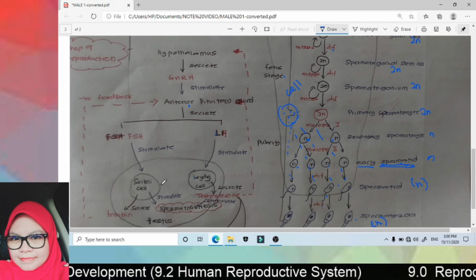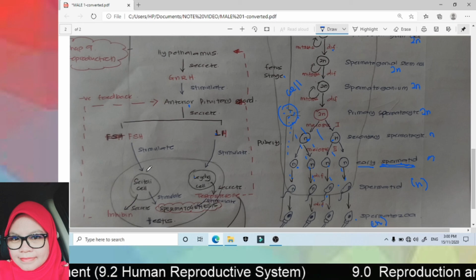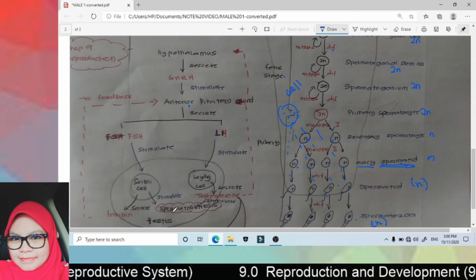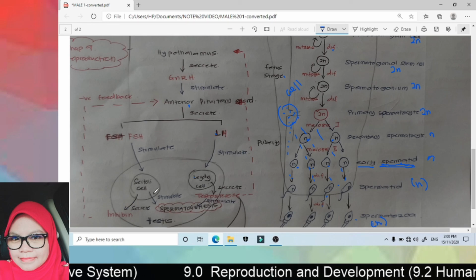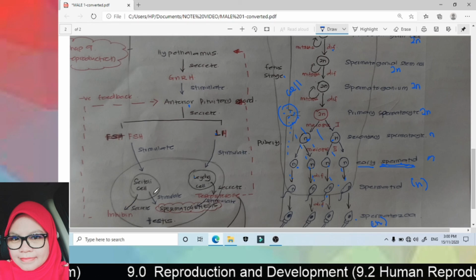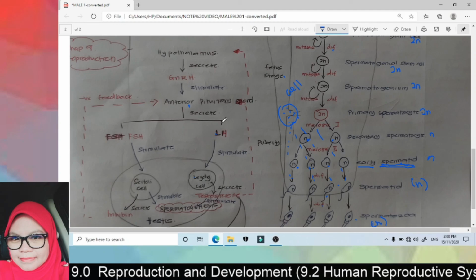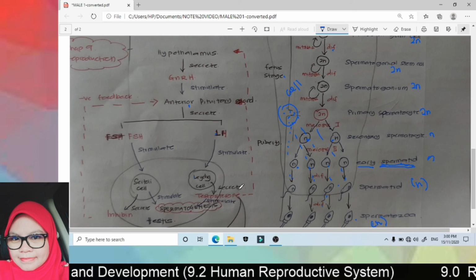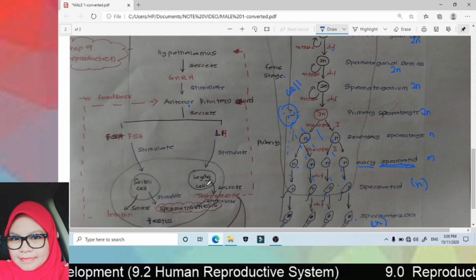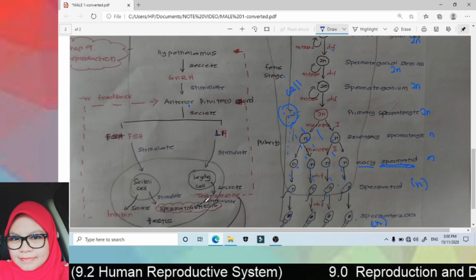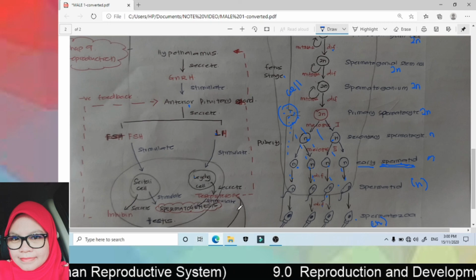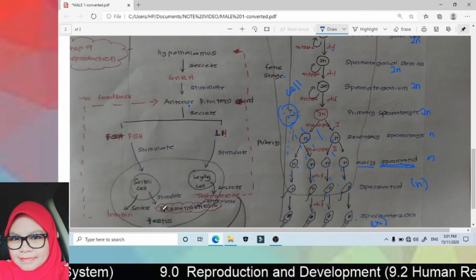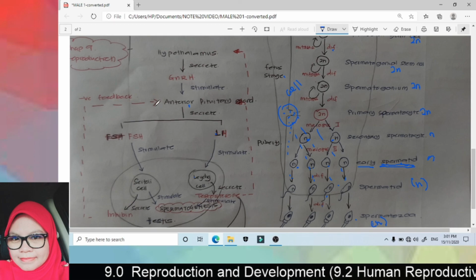FSH will stimulate Sertoli cell. Sertoli cell will increase the rate of spermatogenesis by increase the rate of nourish the spermatid. LH will stimulate the Leydig cell. The Leydig cell will secrete testosterone, which also the hormone to stimulate the spermatogenesis. The rate of spermatogenesis is controlled with the negative feedback mechanism.